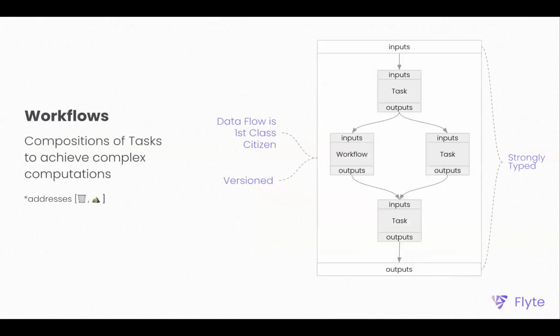The way you compose these tasks together into more complex beasts is the workflow. As you can see here, this is a workflow that's composed of 3 tasks and then 1 sub workflow. This implies that you can call workflows within workflows, which we call sub workflows. Workflows are also strongly typed, so the input output data type boundaries are enforced at compile time, which is an important point I'll get back to later. And data flow is a first class citizen, meaning that this will make sense if you've worked with systems like Airflow and other orchestrators.